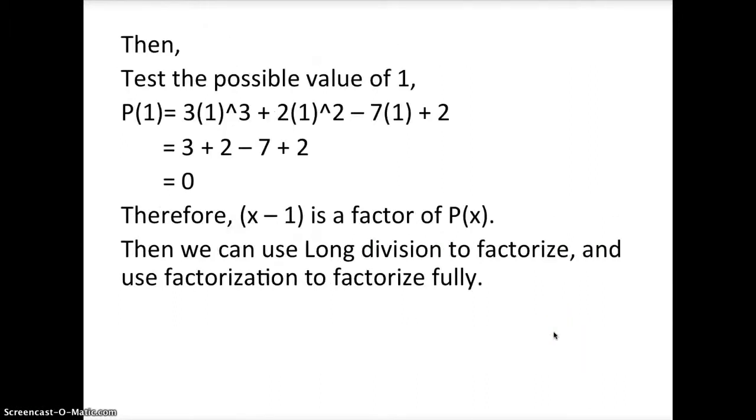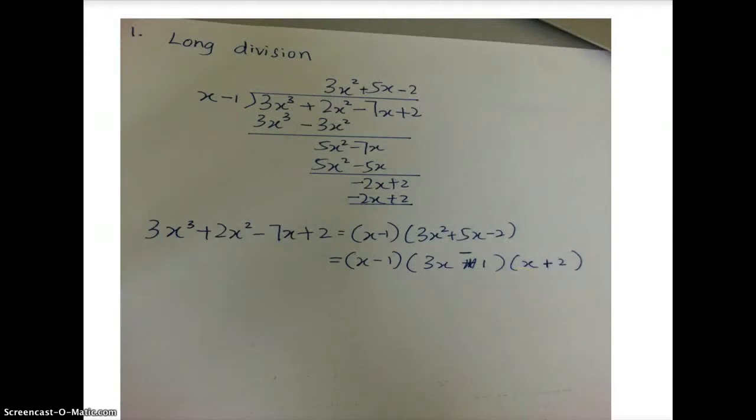So then test the possible value of 1 and we get 0. Therefore x minus 1 is a factor of the polynomial. Then we can use long division to factorize and use factorization to factorize fully. So these are the examples. Take a look.